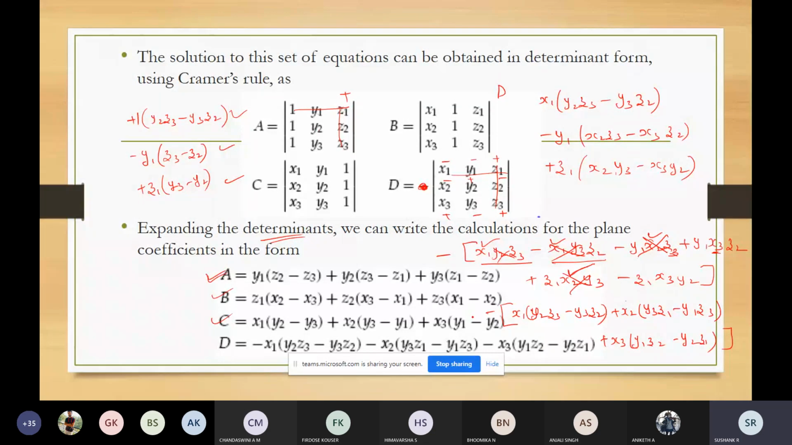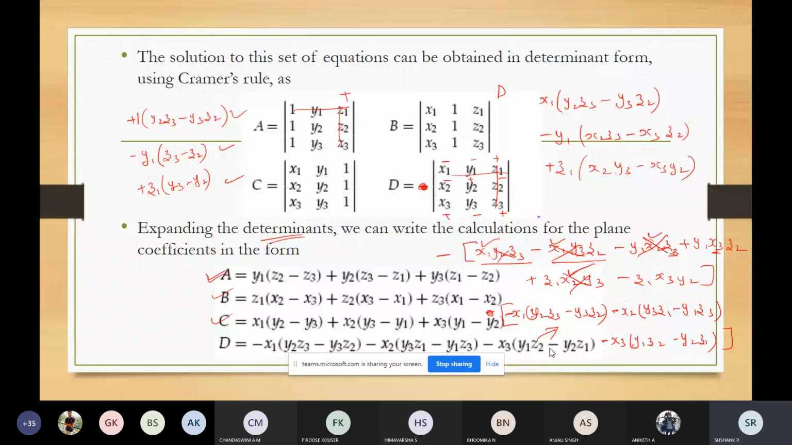Now once I get this, I will subtract this equation with the minus. So this will become minus x1, this will become minus x2, and this will become minus x3. So this is the equation which I have obtained. This is how, by expanding the determinant values, you will get the equations. This is the way of solving for the plane by using Cramer's rule. By using Cramer's rule, I'm able to solve this equation.